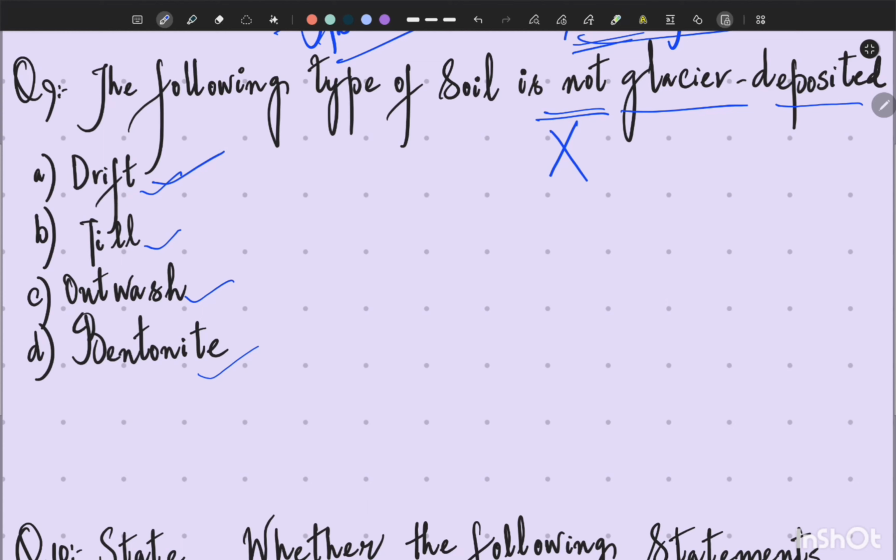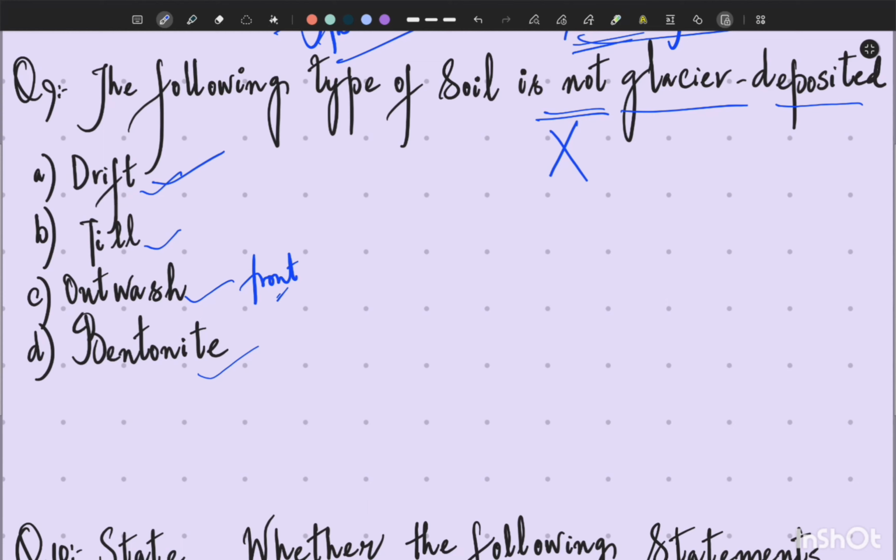We know that drift is a glacier deposited soil. In fact, drift is a general term used for all those deposits of soil which are made from the glaciers, either directly or indirectly. Till is made by the melting of glaciers, and that too directly. Outwash, we learned, is the soil carried by the melting water from the front of the glacier. And bentonite. Bentonite is definitely not glacier deposited soil.